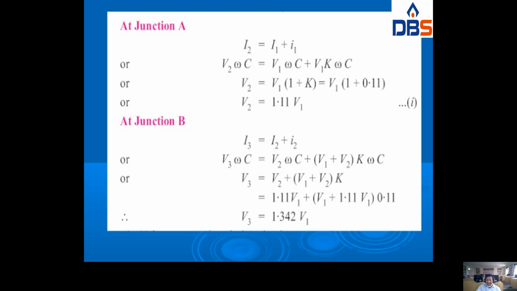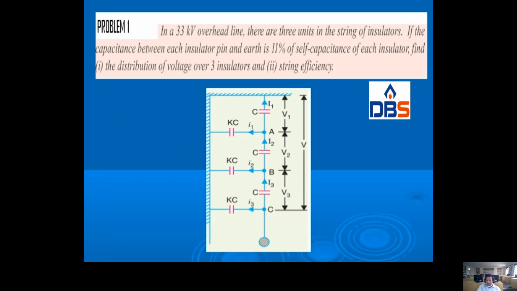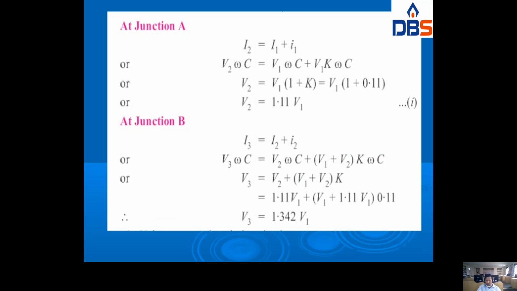Next, apply KCL at junction B as usual. Incoming current is I3, outgoing currents are I2 and small i2. So I3 is equal to capital I2 plus small i2. Look at the figure once again, so don't confuse: capital I3 is the incoming current, and capital I2 and small i2 are the outgoing currents. That's why capital I3 is equal to capital I2 plus small i2.